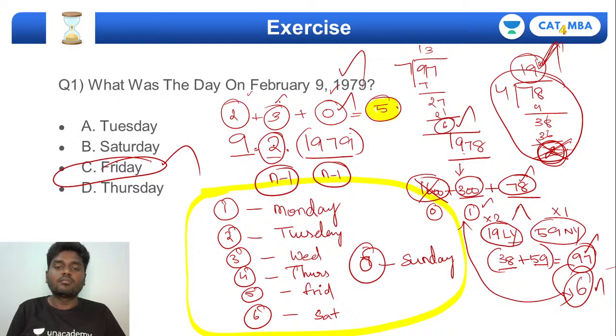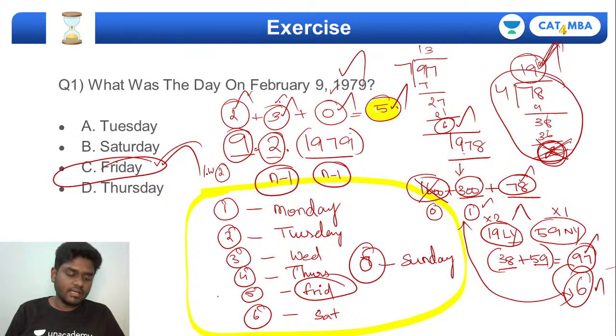Okay. So for the month, January has 3 odd days, so I'll take 3. And for the given date exactly, 9 days is nothing but 1 week plus 2 extra days, so you have 2 odd days. If you add up all the odd days, 2 plus 3 plus 0 will give you 5 odd days. And if it is 5 odd days, then ultimately I can say the exact day is Friday.